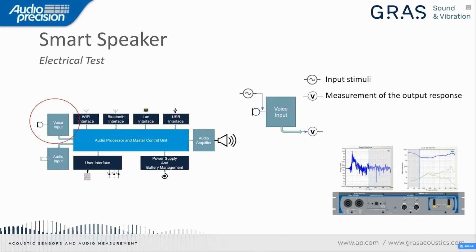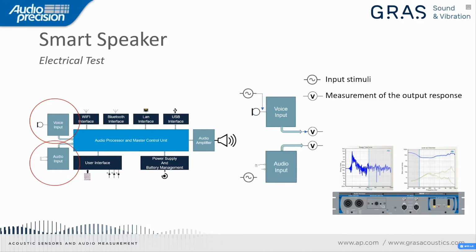So we can do a test of our voice input, because we can replace the microphone or the microphone array with a generator signal. And in this way, we will be able to test the analog circuitries in our voice input, as well as the digital circuitries. So with different audio analyzers, we will be able to do an electrical test of the whole voice input module.